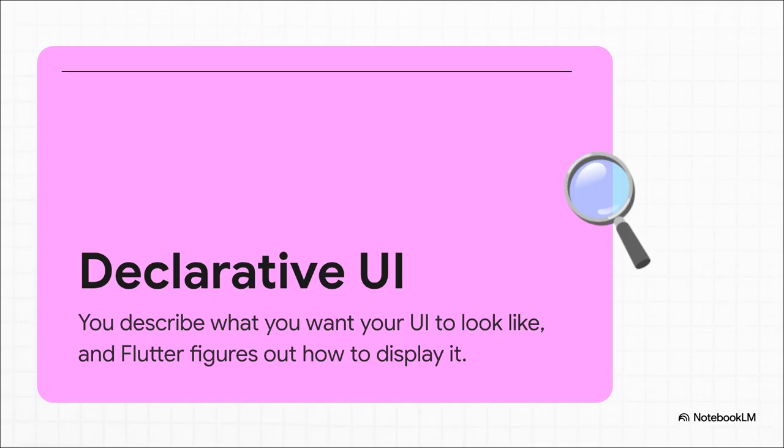See, instead of writing a bunch of tedious step-by-step commands on how to draw a button and then how to change it later, you just declare what you want. You say, hey Flutter, I want a blue button right here that says Submit. That's it. If something needs to change, you just describe the new state, and Flutter handles all the messy work of figuring out how to get there. It frees you up to focus on your actual idea.